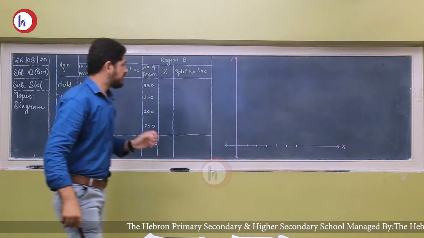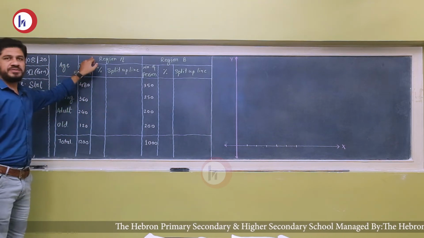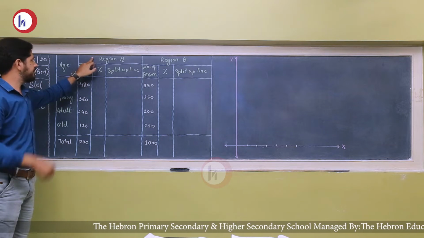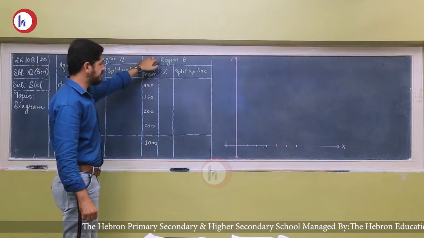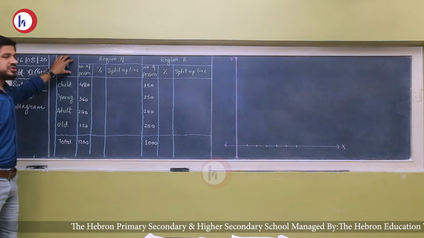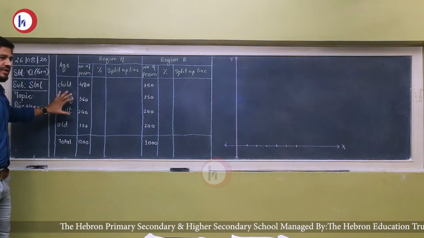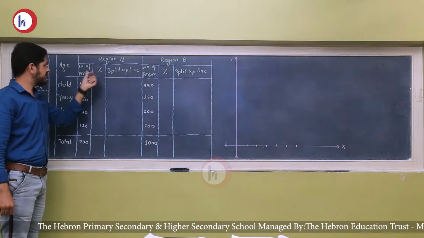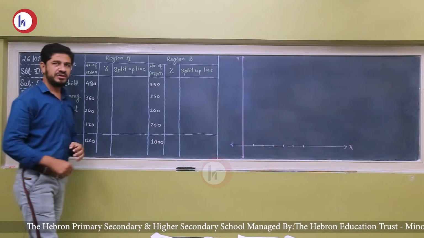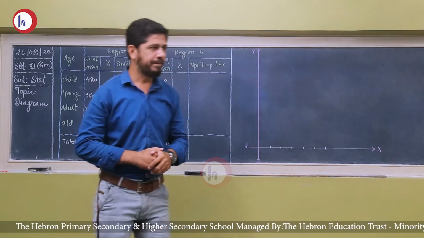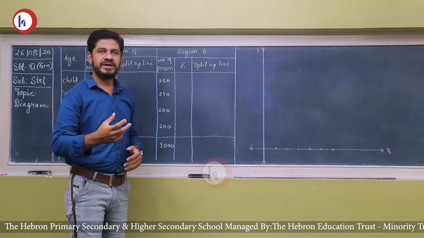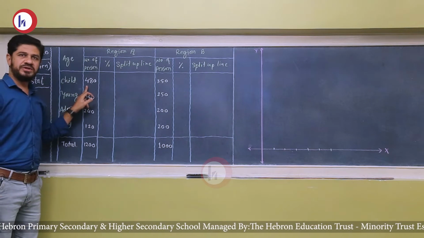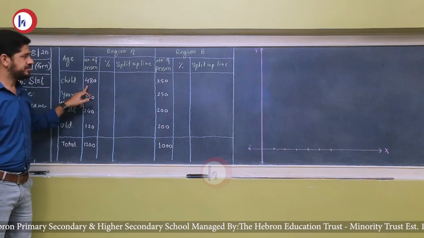So, here is the question. Region A and region B are given. We are going to use the data given in question number 5. The age is also given. I use the words given in the brackets. The number of persons in region A and the number of persons in region B are also given. Now, we are going to draw the diagram based on percentage, so the data given to us, we need to convert into percentage.